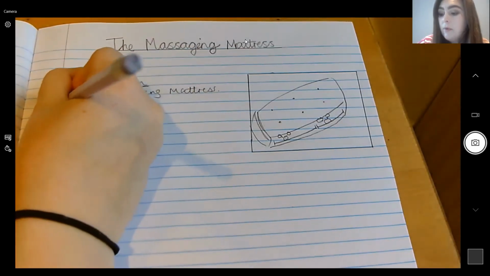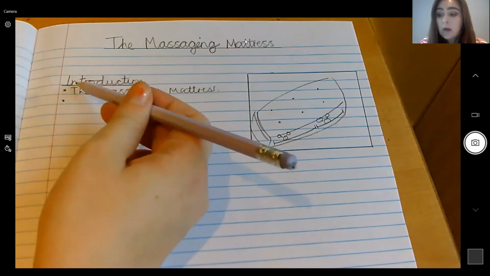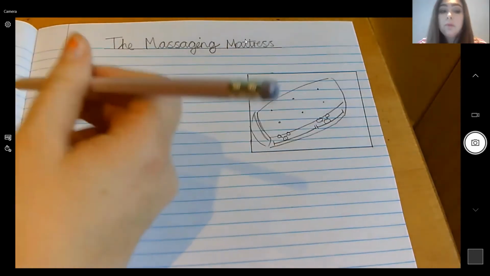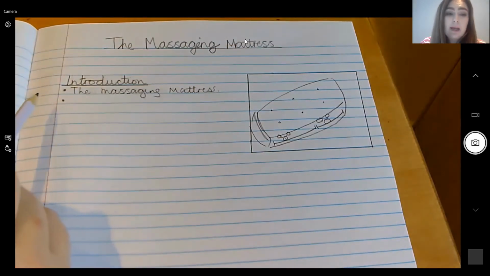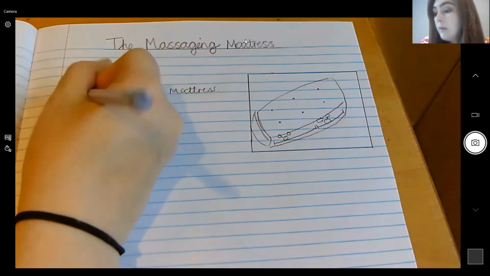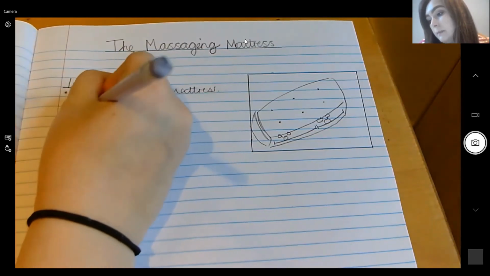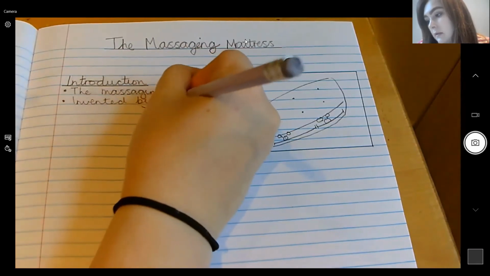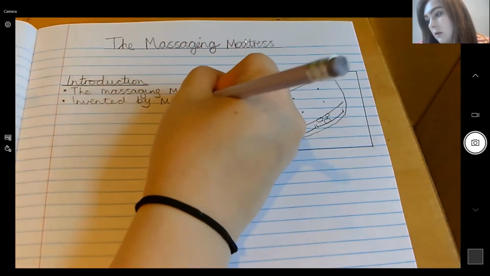So then my next bullet point, and again, because this is a plan, this is why I'm doing bullet points. In your writing up on Friday, you will not be using bullet points. This is just because it's a plan, and bullet points make things easier for me to read. So if you want to use bullet points in your plan, you are more than welcome to, but please don't use them when you write up your non-chronological report. So the next bullet point is going to be who it's invented by. So I'm going to write invented by Miss Gossage.